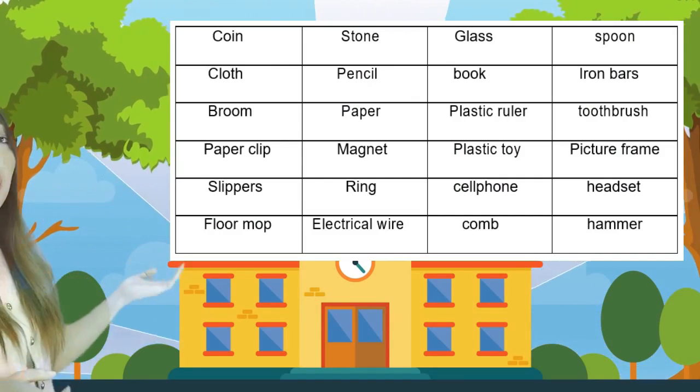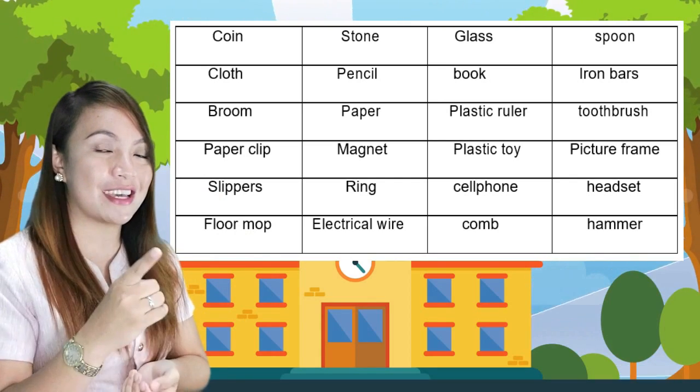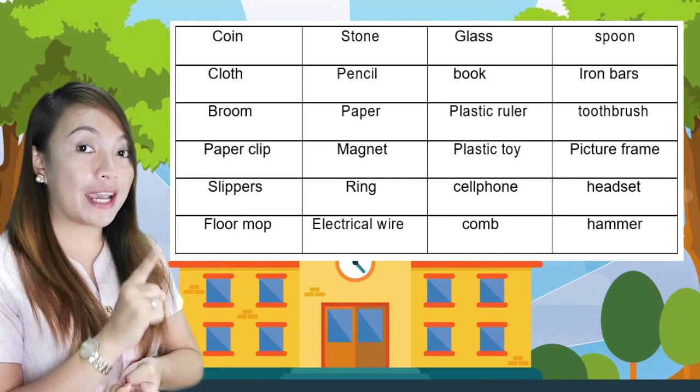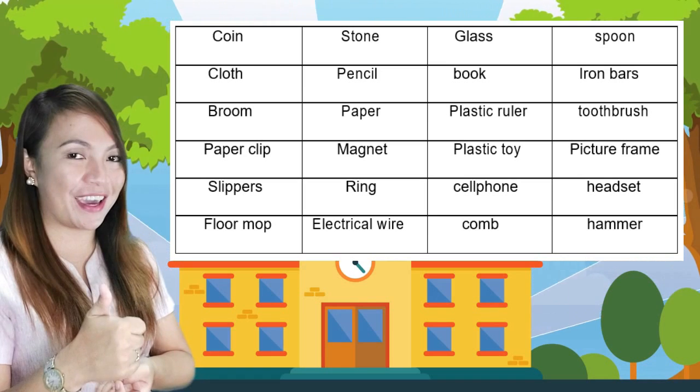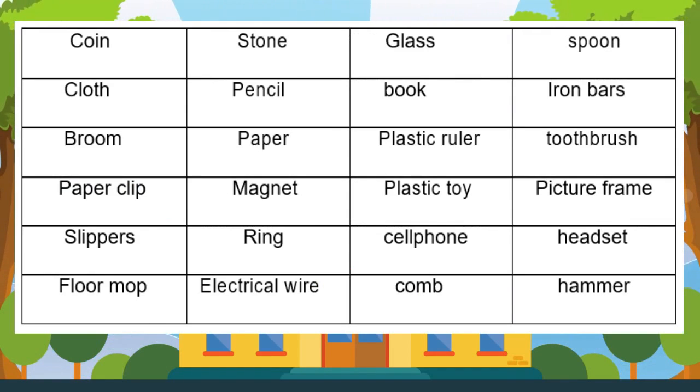Very good, kids! You made it! Now look at this table. What you're going to do is encircle all the materials that can be bent. Read carefully the words. Okay? So are you ready? Let's do it!